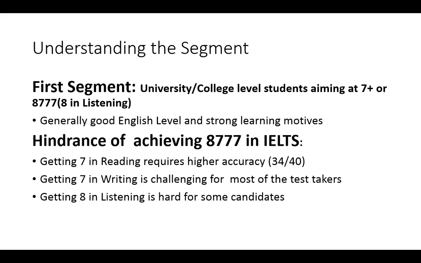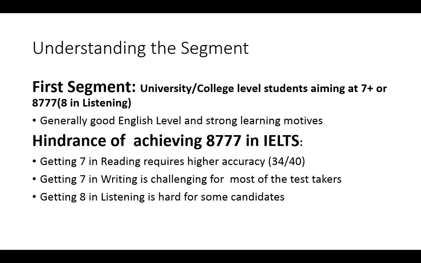So basically, as we all know, there are two major segments who would need to take the IELTS general training test. The first one is the university and college level students. Most of these students would aim at getting a 7 or even 7 plus in overall band in the IELTS general training test. And most of these students, as they had some experience living and studying in Canada or North America, generally have very good English level and very strong learning motives, and most of them have very good learning ability.